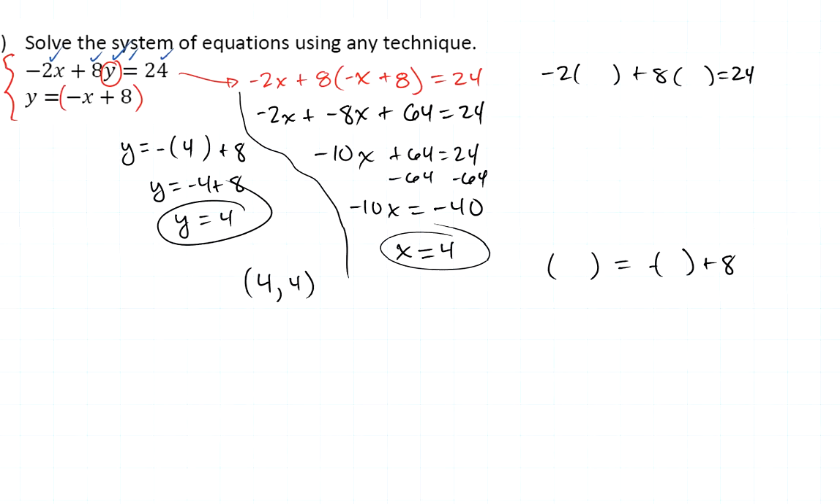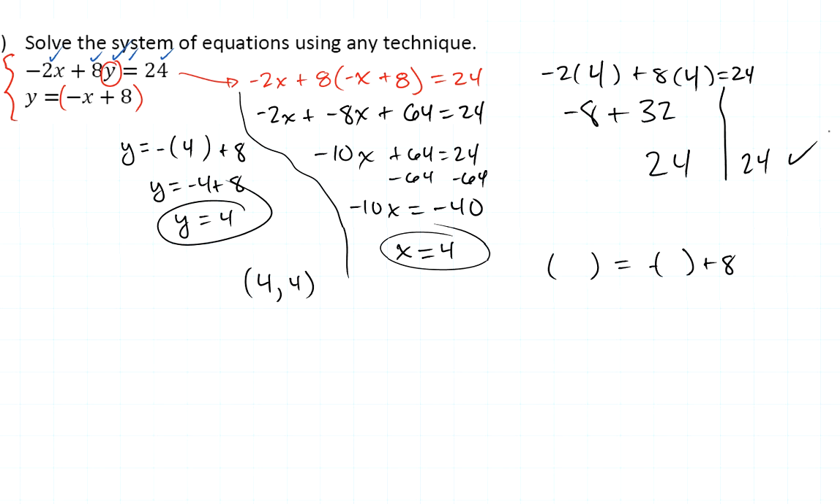The first one is negative 2 times a 4, because that's what x was, plus 8 times y, which is a 4. And this should equal the number 24. Well, here's 24 on this side. On the left-hand side, I have negative 8 plus 4 times 8, which is 32. And sure enough, if I have 32 and I subtract 8 from it, that will exactly equal 24. So the point (4, 4) is definitely a solution to the top equation.